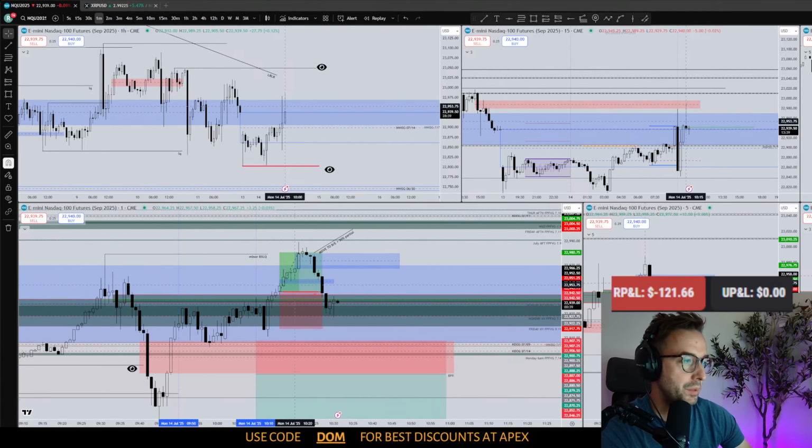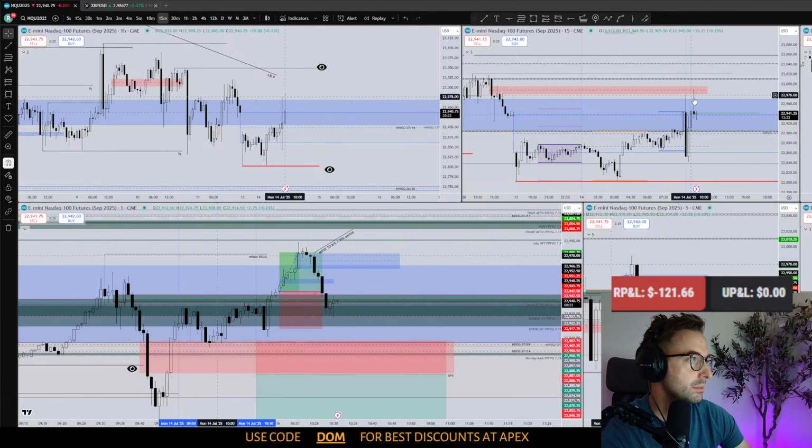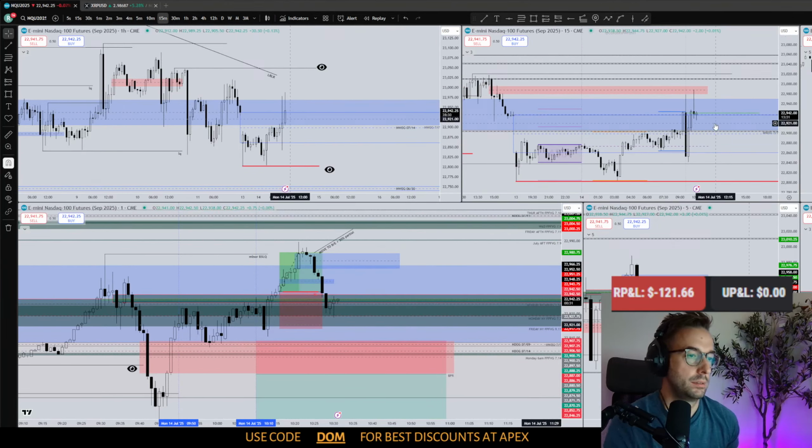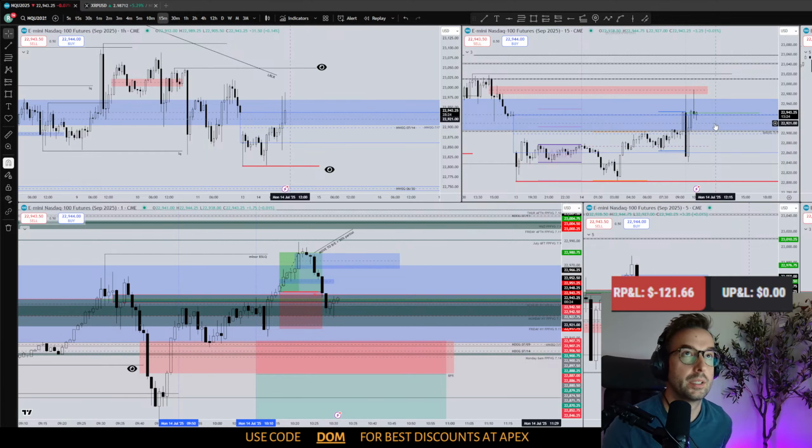Didn't even respect the 5-minute fair value up here. It just broke right below it. Bearishness, bearishness. It's just all about adding up these confluence factors here. But I don't think there's going to be a high probability in the next like 10 minutes. We'll have to wait till 11:50.